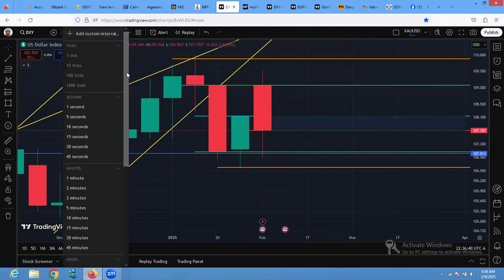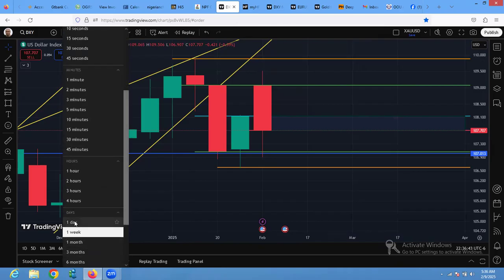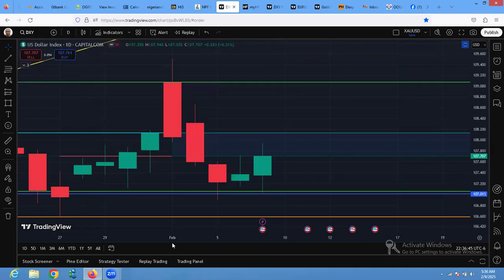So let's now go to the daily time frame. Now, this is the area where we need a close. A daily close above this area is bullish. To test this area, a breakout confirms further bullishness. And we said a daily close. Now, if we push below here and close below 107, that is bearish.